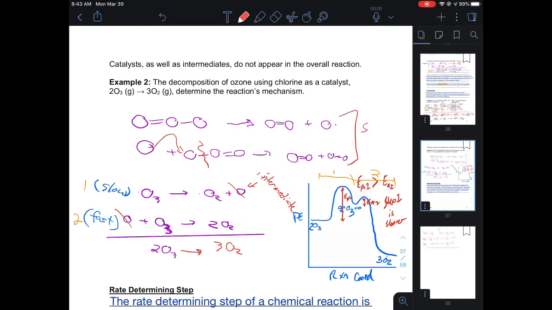But these are considered pretty slow. This is a slow process. Usually, it requires the input of UV rays to cause it to break down, and then there's still an activation barrier to recombine.